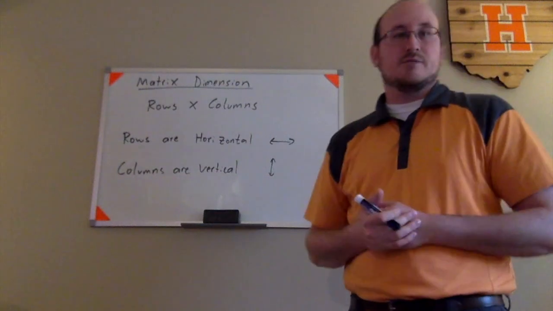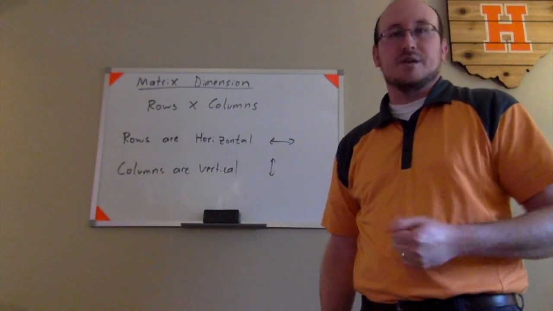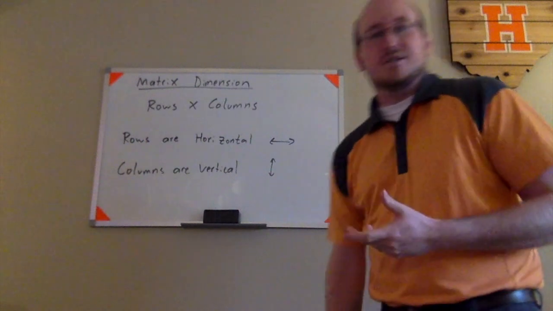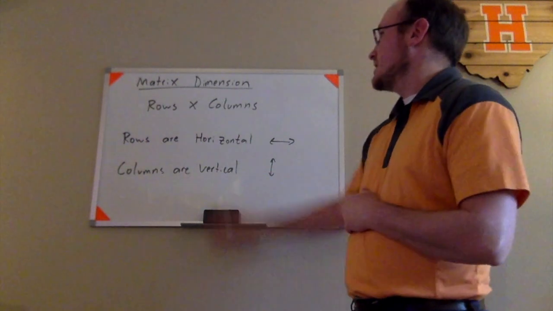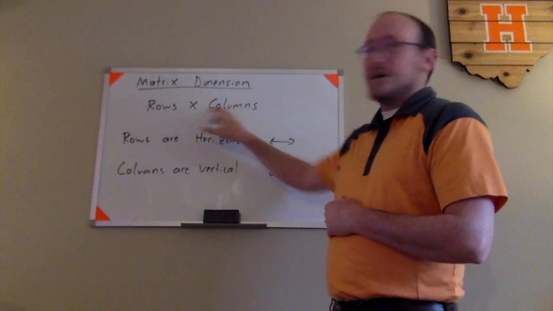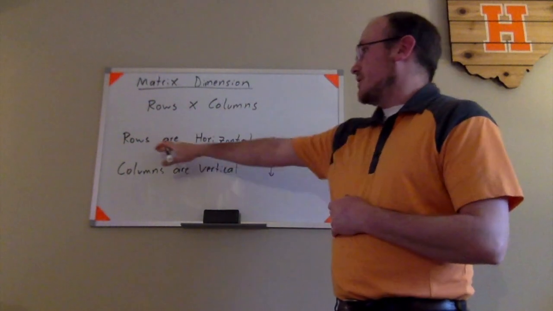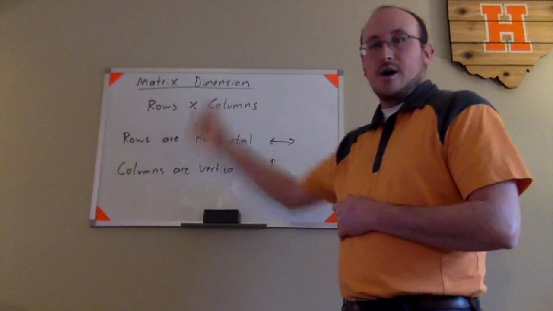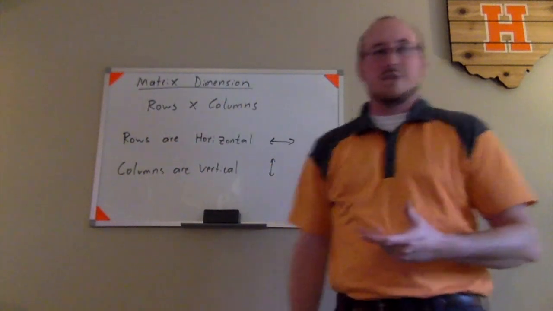One of the applications we're eventually going to look at is encoding and decoding messages. But for now, let's talk the basics. We're going to learn about the dimension of a matrix. The dimension of the matrix is talked about as the rows by columns. And rows are horizontal, and columns are vertical. Sometimes students will get that mixed up.